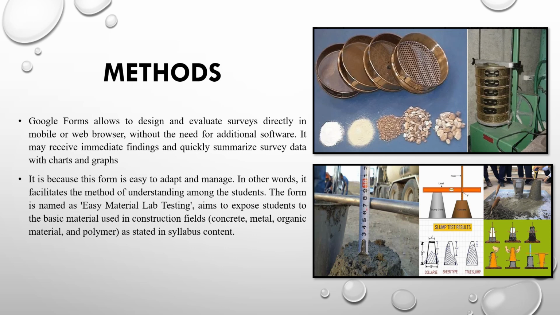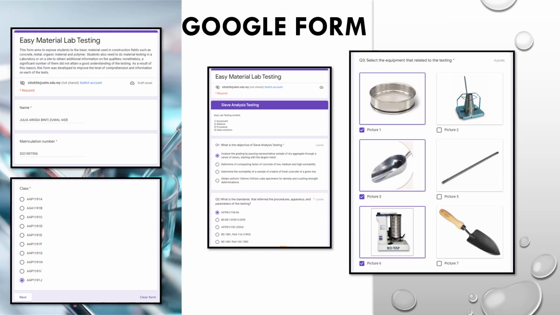The form is named as Easy Material Lab Testing, aims to expose students to the basic material use in construction fields. The figures show the example of the Easy Material Lab Testing forms, which contain basic question and response to the two testing that will be conducted, namely sieve analysis and slump test.